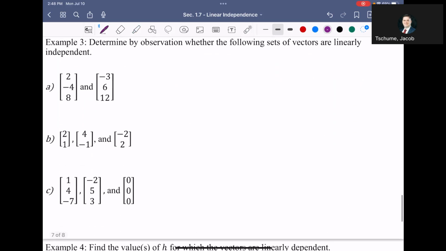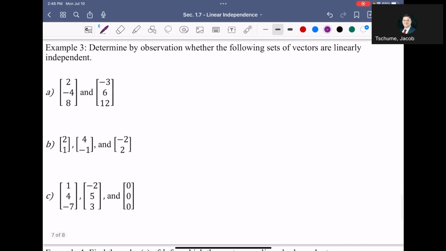All right, so we went over 3 shortcuts. Let me go through one of each kind with you. These are not problems we're going to work in much detail here, but I want you to be aware of what you're looking for. Matching these up with the rules from the previous slide. On part A, you've got 2 vectors: the vector 2, -4, 8, and the vector -3, 6, 12. Since there are only 2 vectors here, the fastest way to check is, are they multiples of each other?